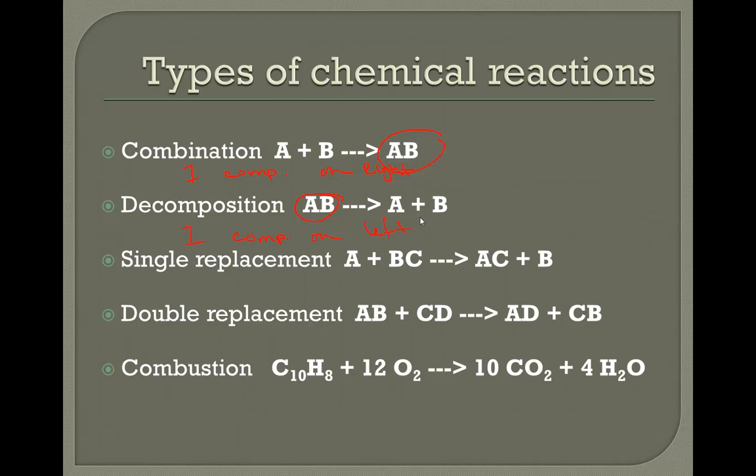Single replacement is an element and a compound. Double replacement is compound plus compound. Do not get wrapped up in semantics. If the question says something like AB plus C and it says compound plus element, you still have an element and a compound on one side. So I'm actually going to write that in here just to make sure that you don't get caught up on little things.